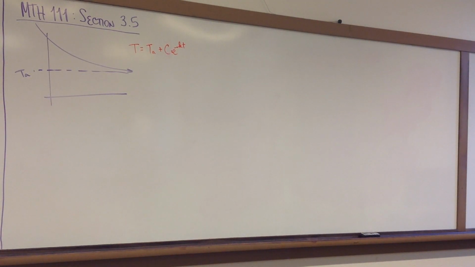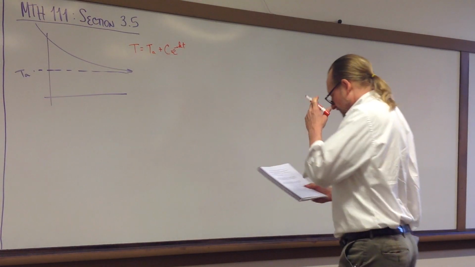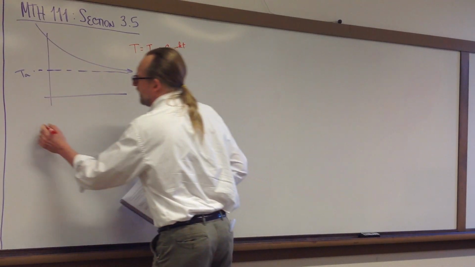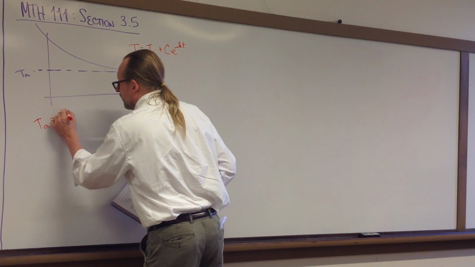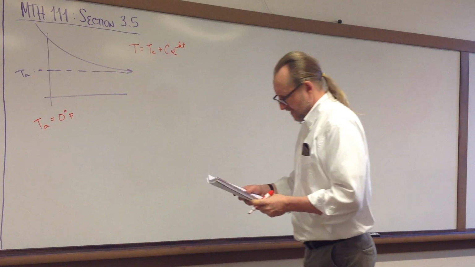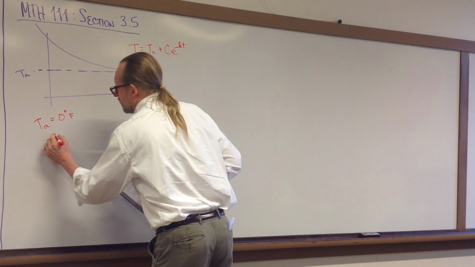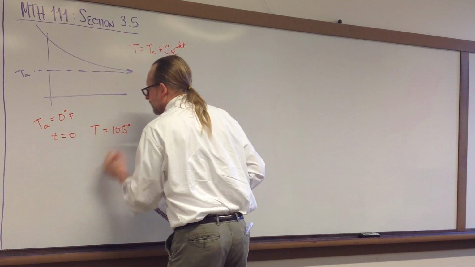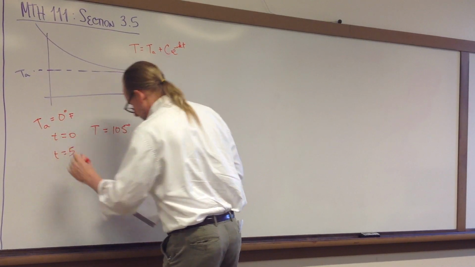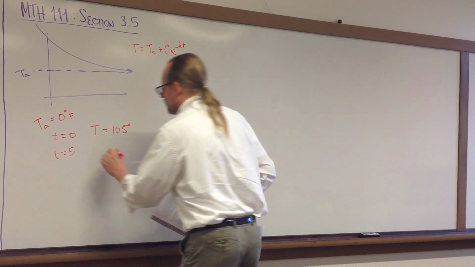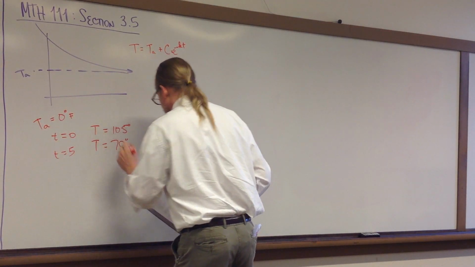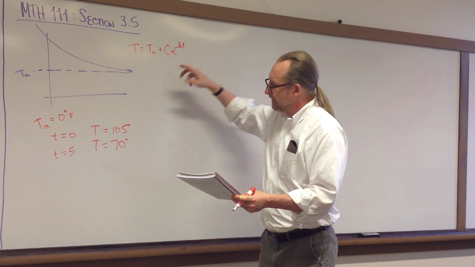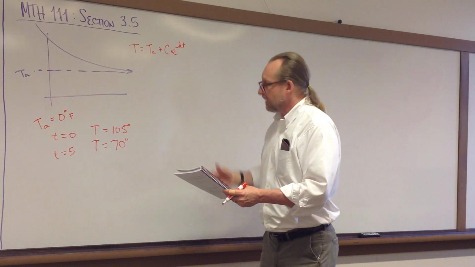A cup of coffee that is 105 degrees is placed in a freezer with a temperature of 0. So that's our ambient temperature, 0 degrees Fahrenheit. After 5 minutes, well, first let's say at t equals 0, the temperature of the coffee is 105 degrees. After 5 minutes, the temperature of the coffee is 70 degrees. Find an equation using Newton's law of cooling to represent the temperature, and what will the temperature be in 10 minutes?